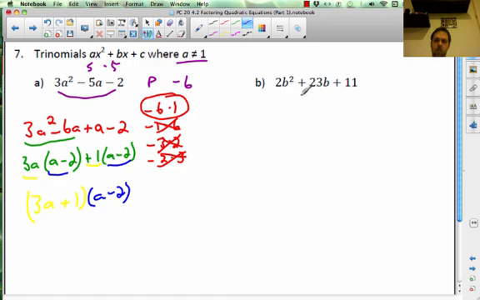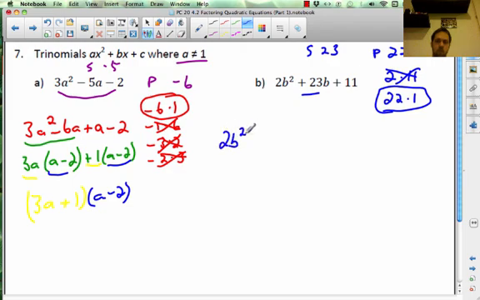Okay, same strategy. Let's keep going. I'm going to do this one quickly. A sum of 23, a product of 22. So we need to find the factors of 22, and those will be 2 and 11, and 22 and 1. These add up to 13, no good. These add up to 23. That's our winner. So let's go 2b squared plus 22b plus 1b plus 11.